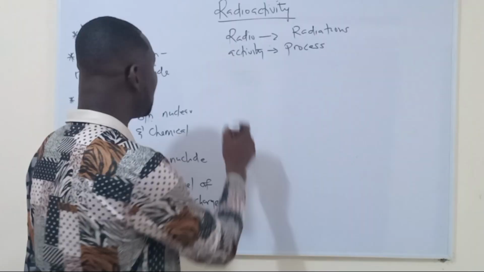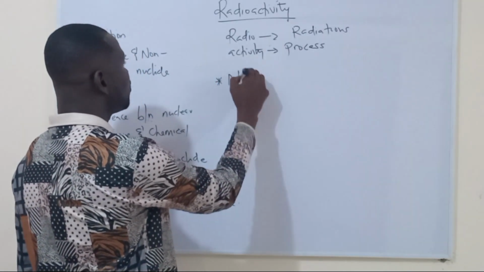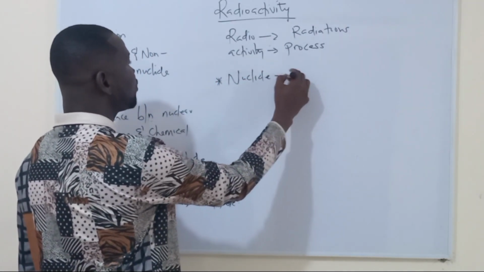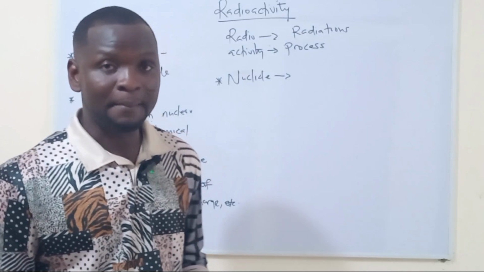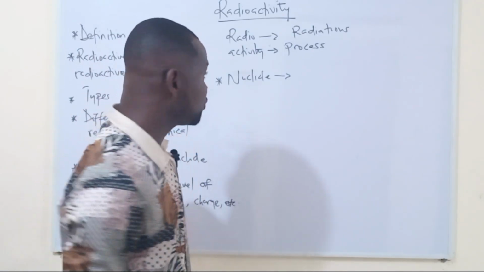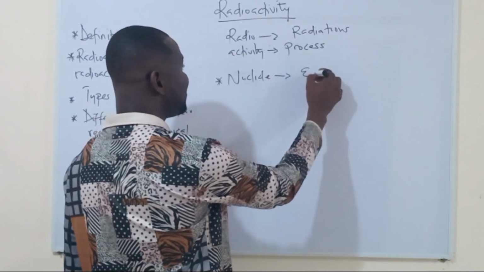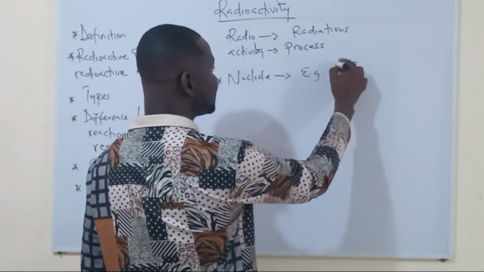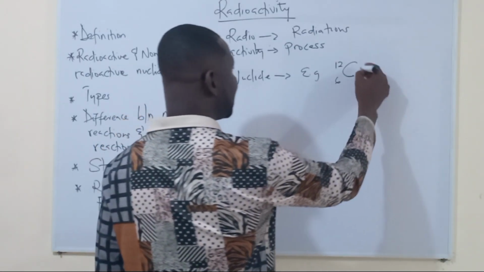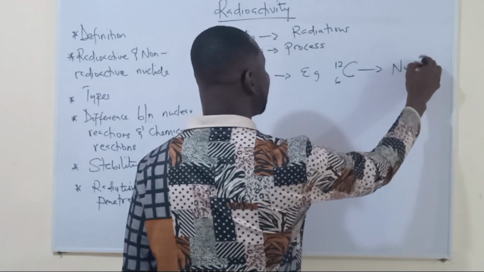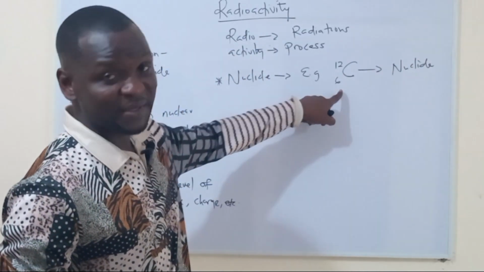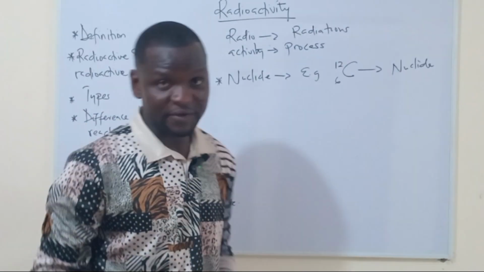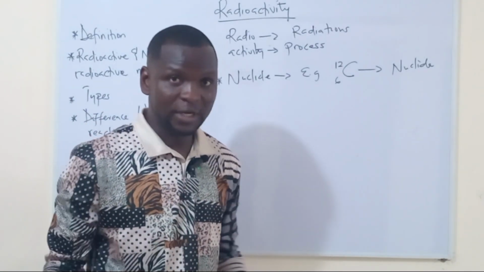So we mentioned the word nuclide. What is a nuclide? When we talk about nuclides, they are basically atoms with specific atomic number and mass numbers. Okay, so for example, if I have carbon-12 with atomic number 6, it can be called a nuclide because carbon has a specific atomic number and a specific mass number. So we call them nuclides.